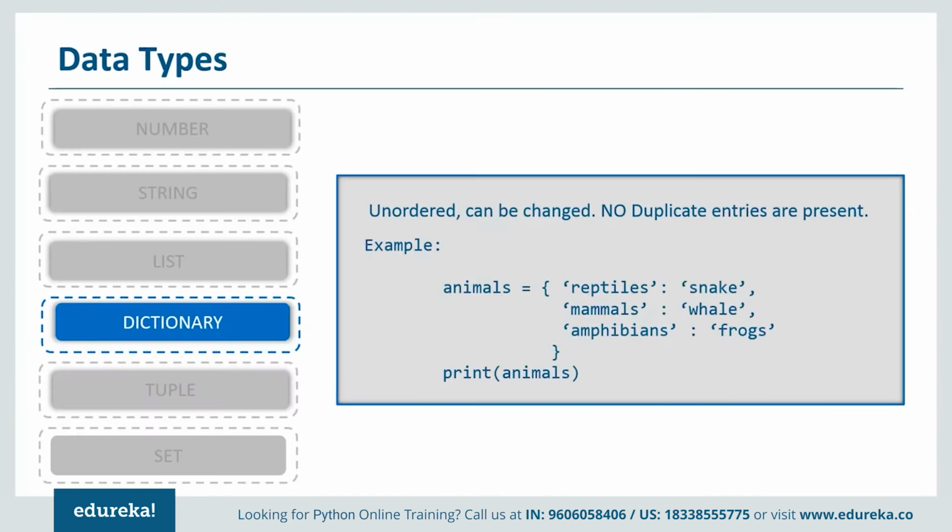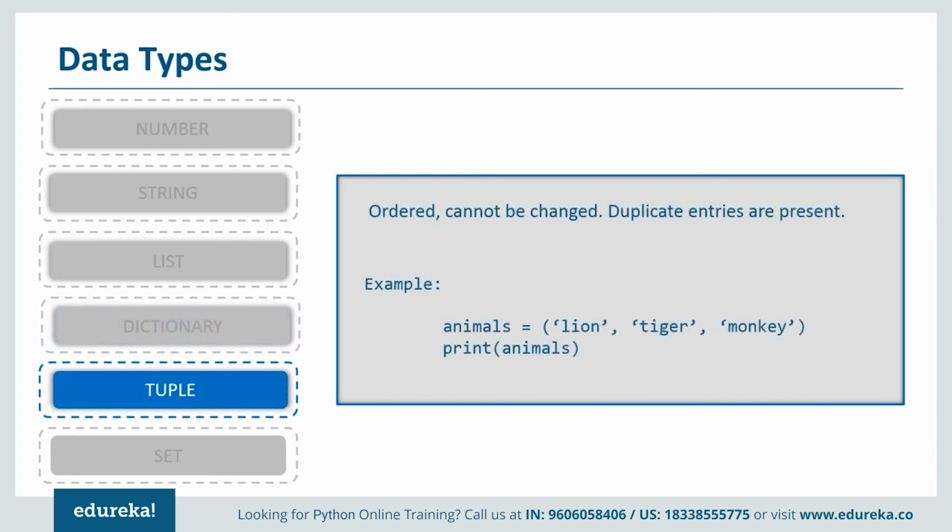Let's quickly move on to tuple. A tuple is ordered and unchangeable. Now what it means is it is immutable just like a string. We cannot make any changes in the tuple, but we can have the duplicate values in the tuple as well. So let's try to understand this with an example. So I have a tuple here which has a name animals, and I have few values here.